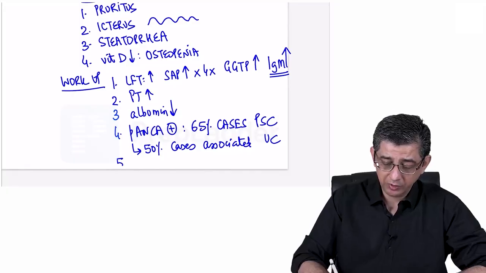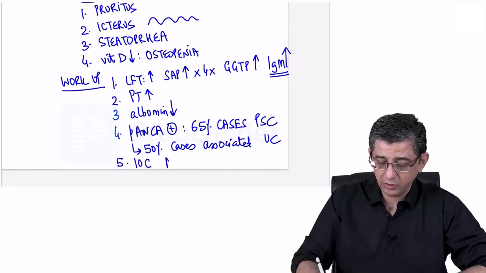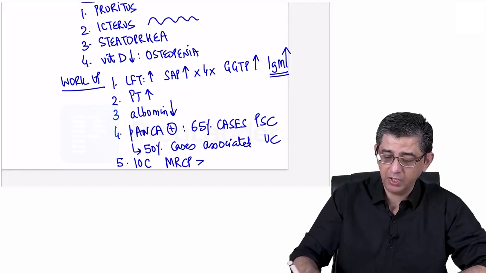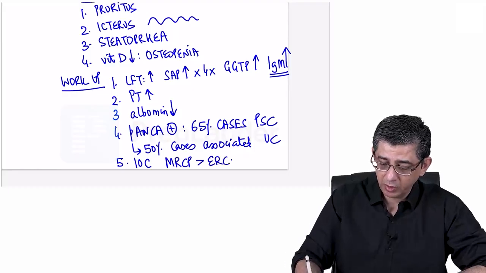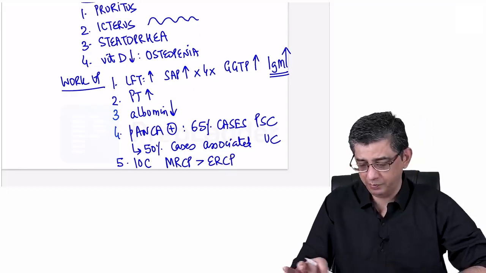The best way to confirm the diagnosis in primary sclerosing cholangitis would be MRCP. We always give preference to MRCP over ERCP. In fact, Harrison has mentioned that.